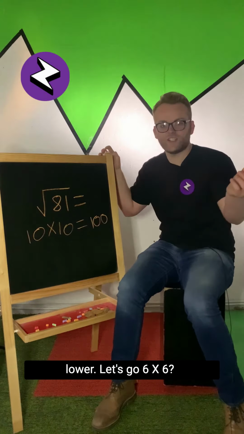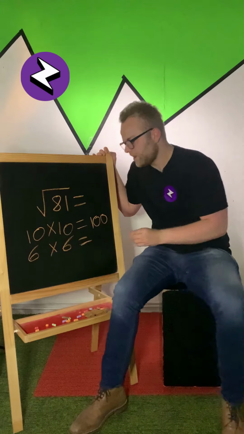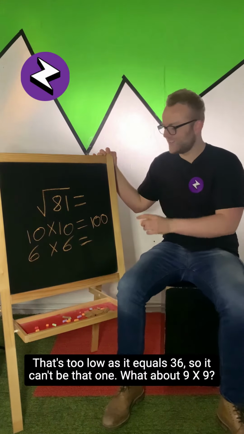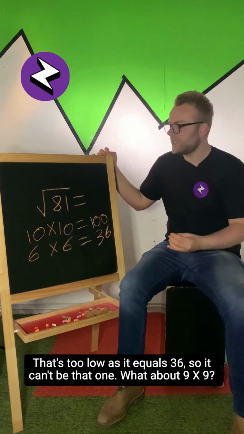Let's go, I don't know, 6 times 6. All right, 6 times 6. That's a little bit too low now. That actually equals 36. So it can't be that one. So let's go a bit bigger.